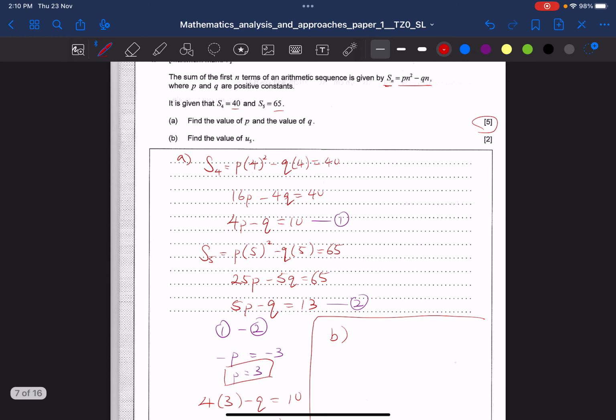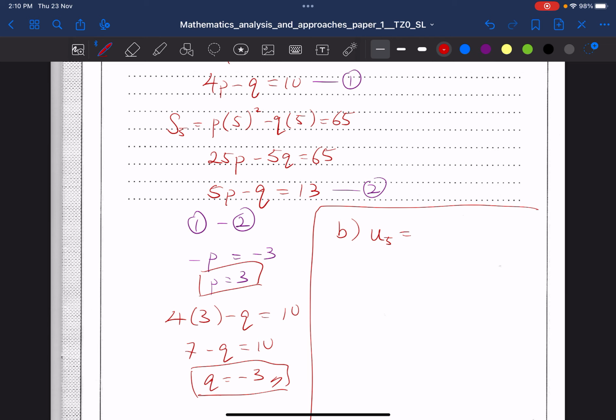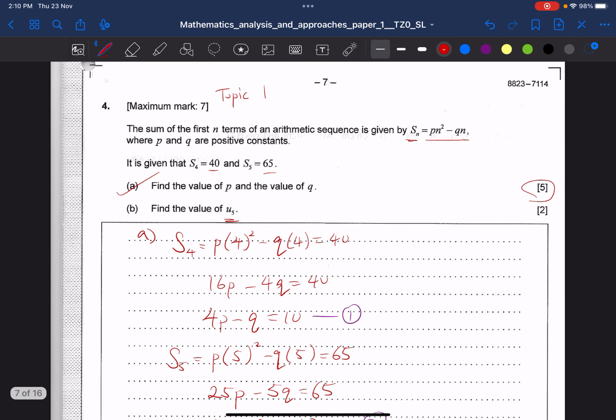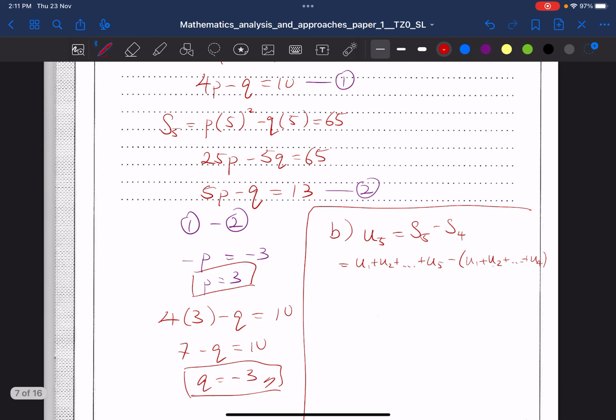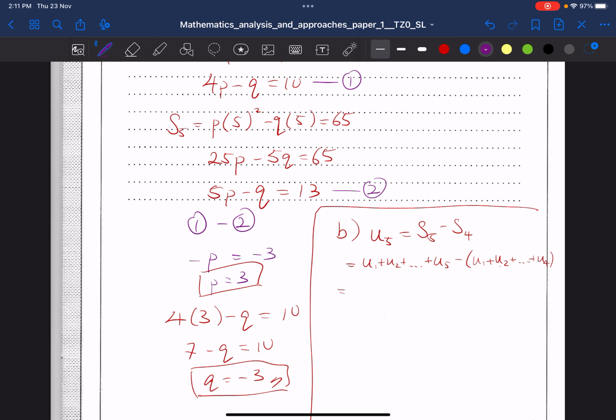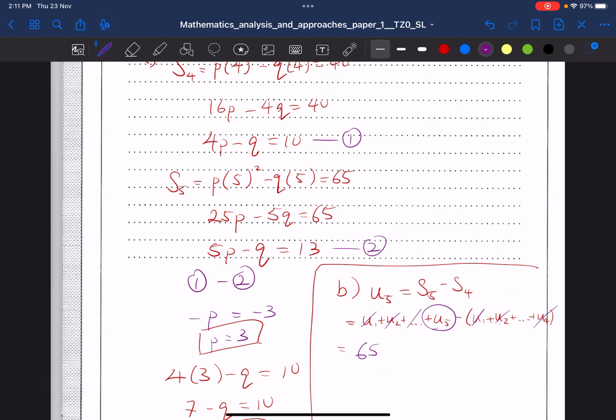Okay, and then find the value of u5. So u5, remember, we can write it like this as the sum of the first 5 terms minus the sum of the first 4 terms here. Okay, so I think we have both pieces of information here, because S5 actually means u1 plus u2 plus all the way to u5, and S4 means u1 plus u2 plus all the way to u4, right? And when we combine them, this and this cancel out, and the rest of the terms cancel out, and the only thing you've got is u5. So S5 minus S4, and I think we have that in the question itself.